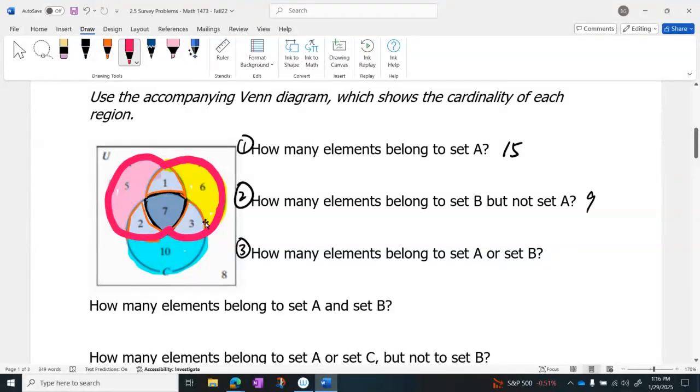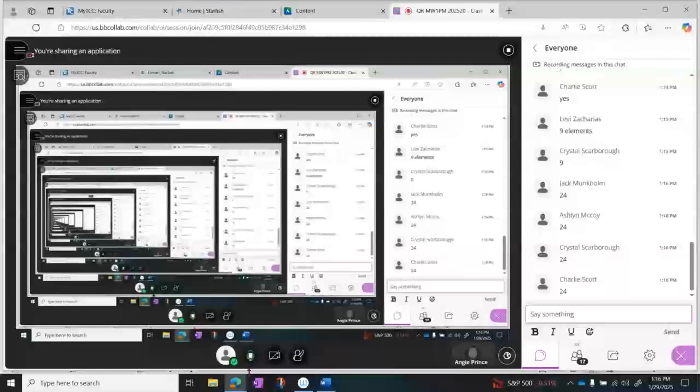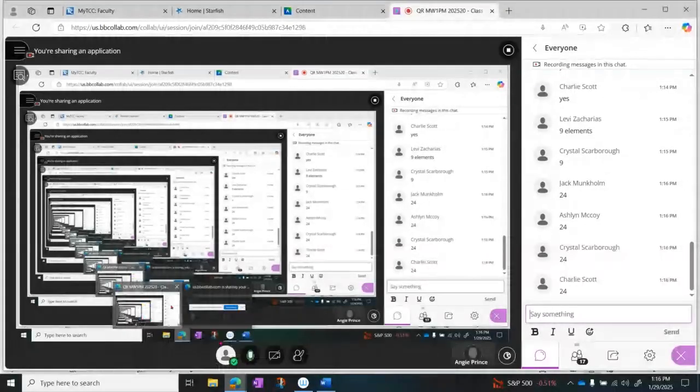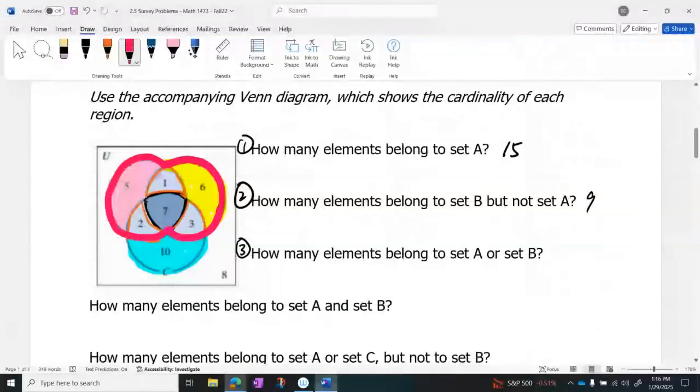How many elements in A or B? 5 here, 1 here, 6 here, 3 here, 7 here, 2 here. Yeah, let's see, how do I add them up? If I add them up, I have 12 plus 7, 12 plus 12, 24. Am I right? Yeah, 24 elements. Just to simply add those numbers together. Add those cardinalities together. Perfect. 24. If you don't see it, please let me know.